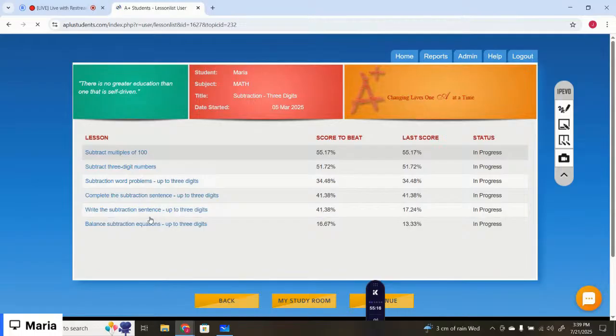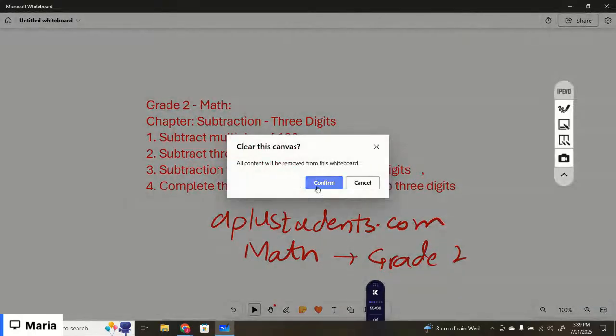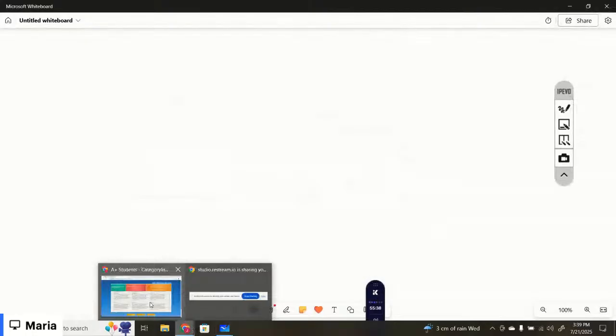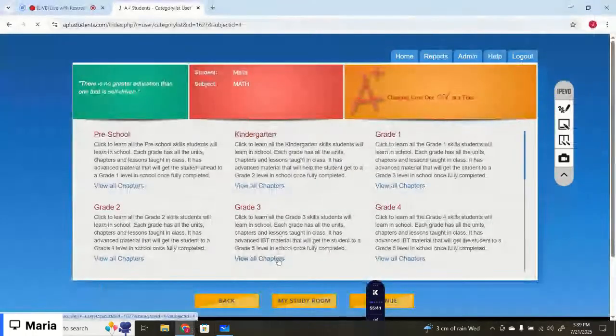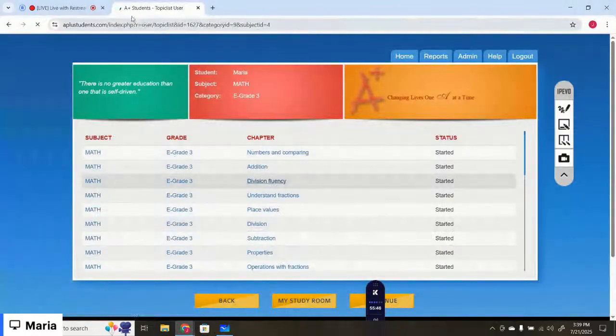So we were working on grade 2 math. The chapter we were working on is subtraction with 3 digits. The lessons we have covered today are subtract multiples of 100, subtract 3-digit numbers, subtraction word problems up to 3 digits, and complete the subtraction sentence up to 3 digits. So please make sure before the next session you complete all the practice questions for the lessons we just did. That is your homework until the next session.